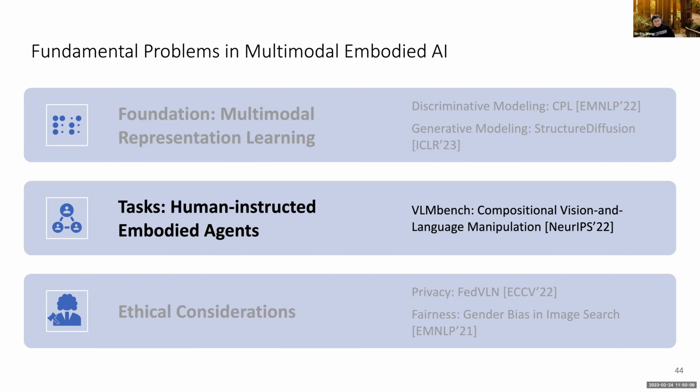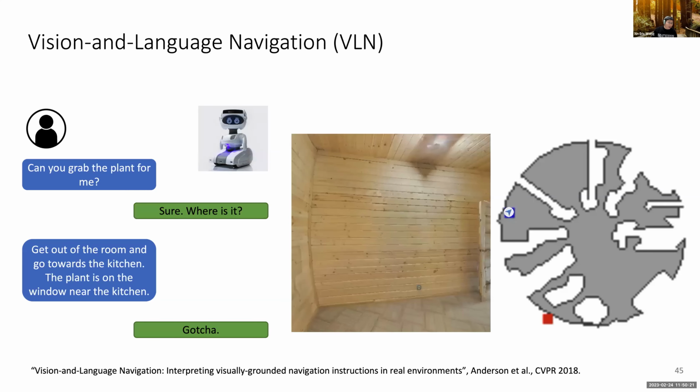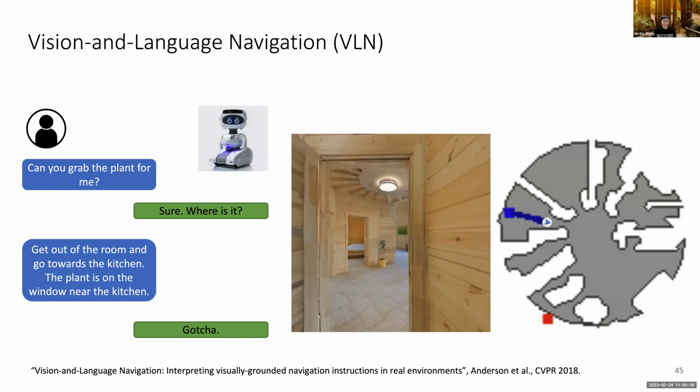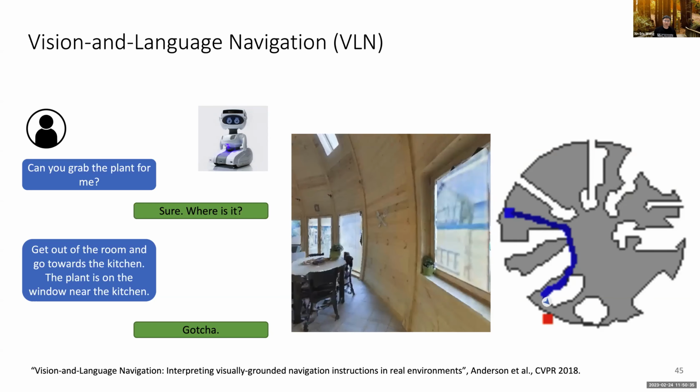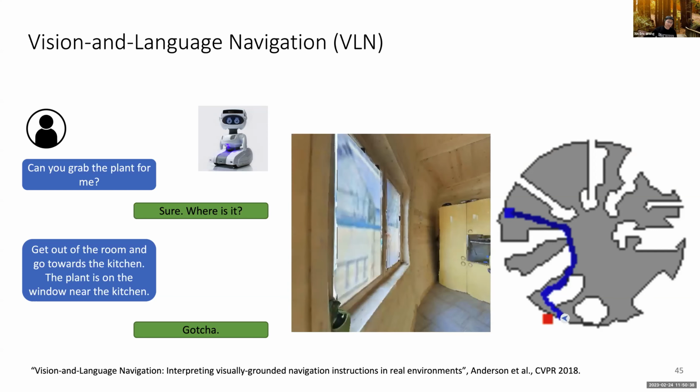Okay, next I'm going to talk about some embodied tasks for human-instructed embodied agents. First, I have to mention the task of vision and language navigation, which is to navigate a robot inside a visual environment by following natural language instructions. Here, we can ask the robot to grab the plant for us and provide some fine-grained instructions for the robot to navigate inside the house and finally reach the destination.